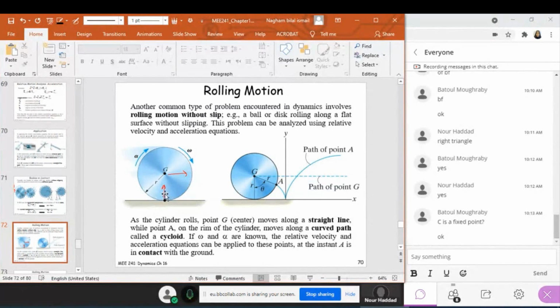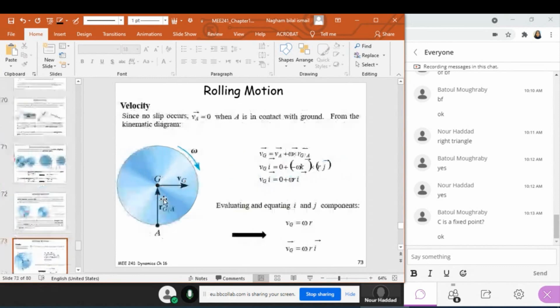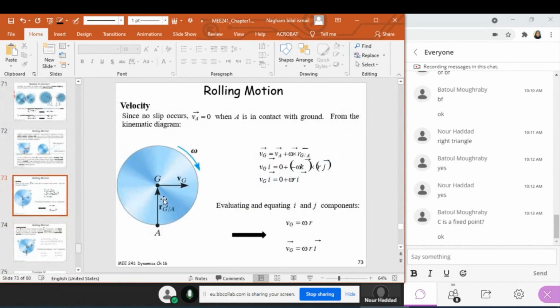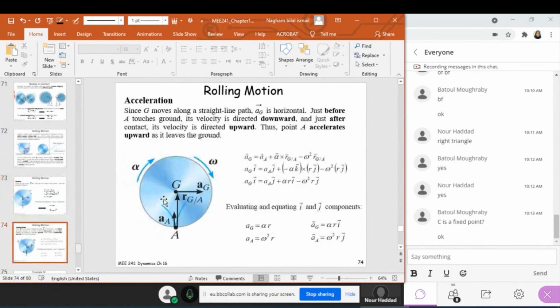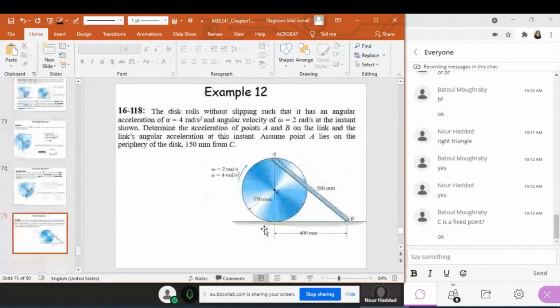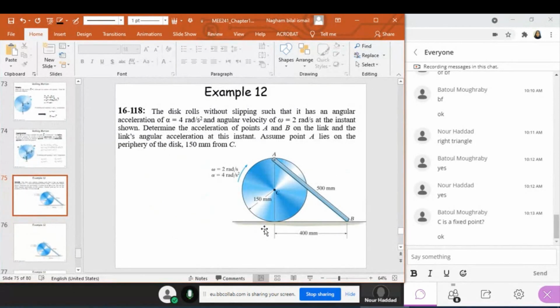And don't forget, since A is my instantaneous center of zero velocity, it will have a zero velocity, which means it will have a zero tangential acceleration, but not a zero normal acceleration. The normal acceleration of A is given as minus omega squared times R. All right? So AA is equal to omega squared times R in scalar form. AG will be equal to alpha times R. All right, guys? So let's apply this to this example.